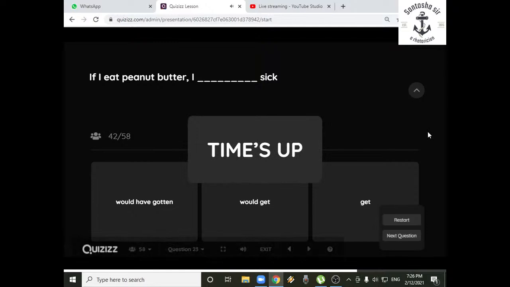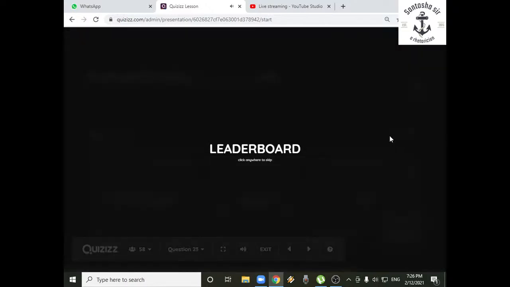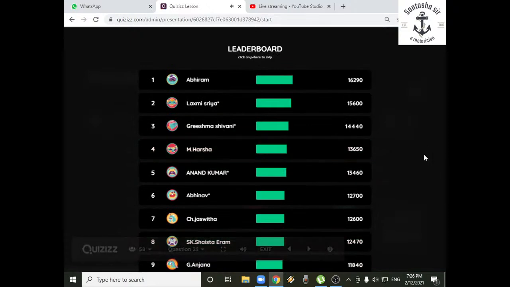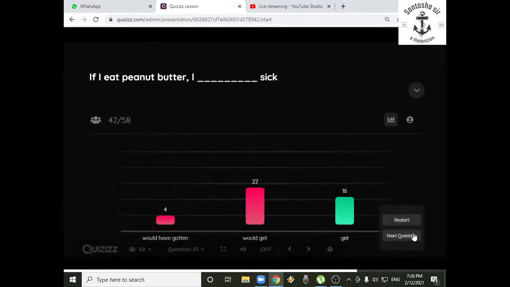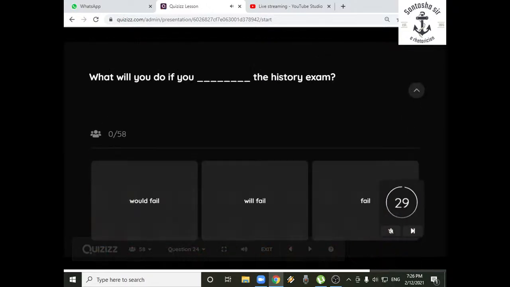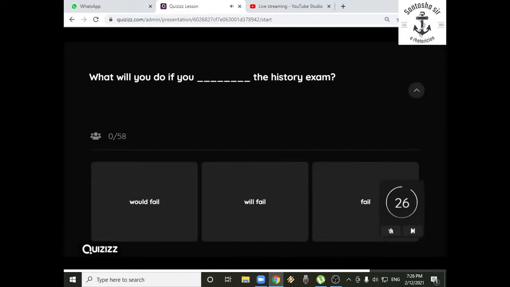There ends the time. 42 members made it within the time. The leaderboard scores 4th and 8th positions were replaced. 16 members answered it correctly. Moving on to next question. Question number 24. You have total 30 questions today. What will you do if you dash the history exam? It's really difficult to read the fill in the blanks. So pick up the right conditional.